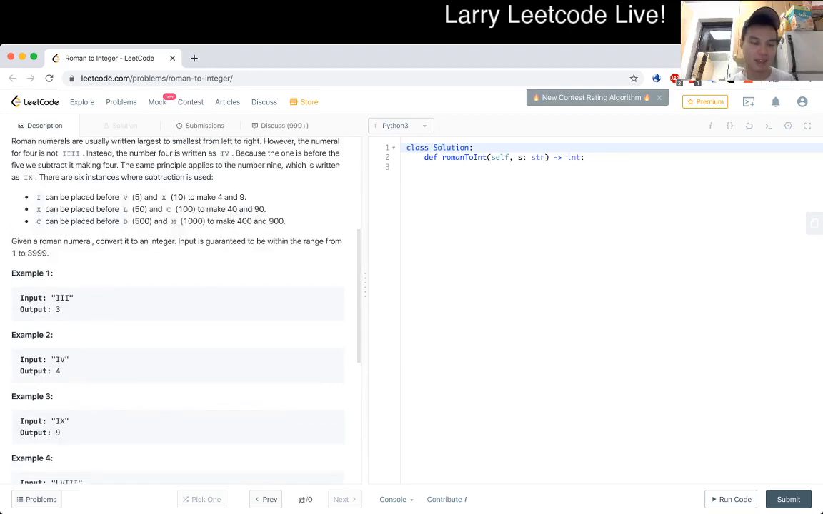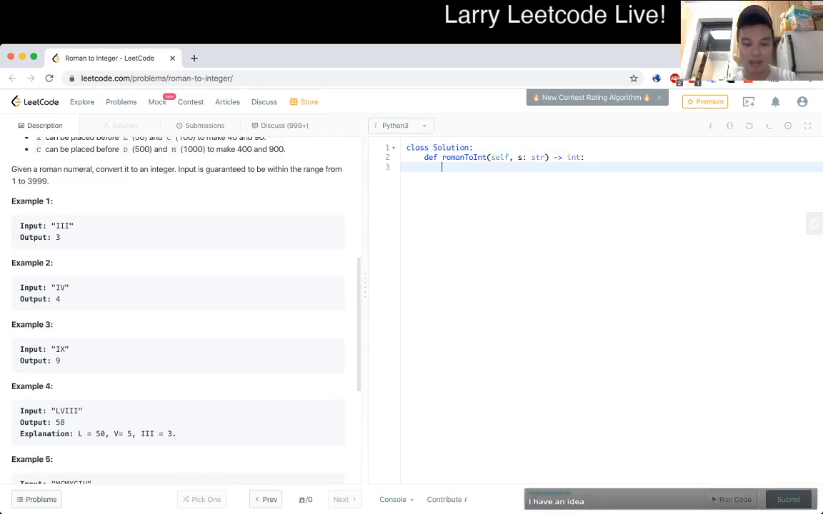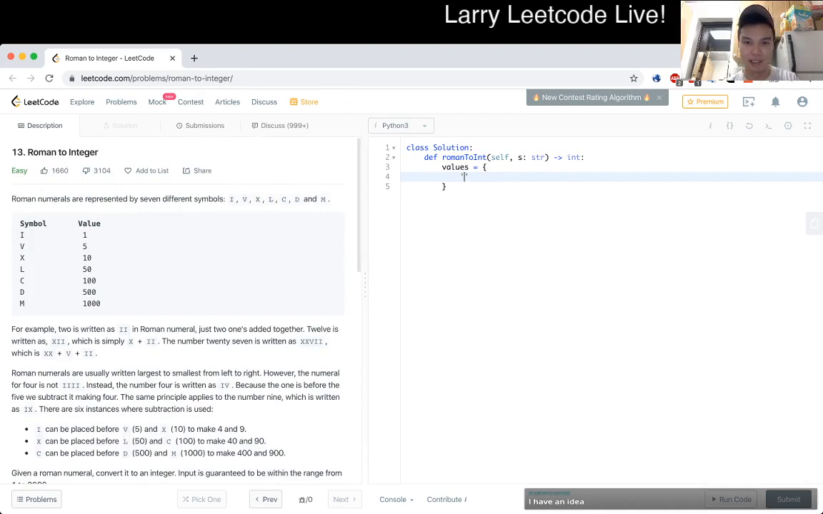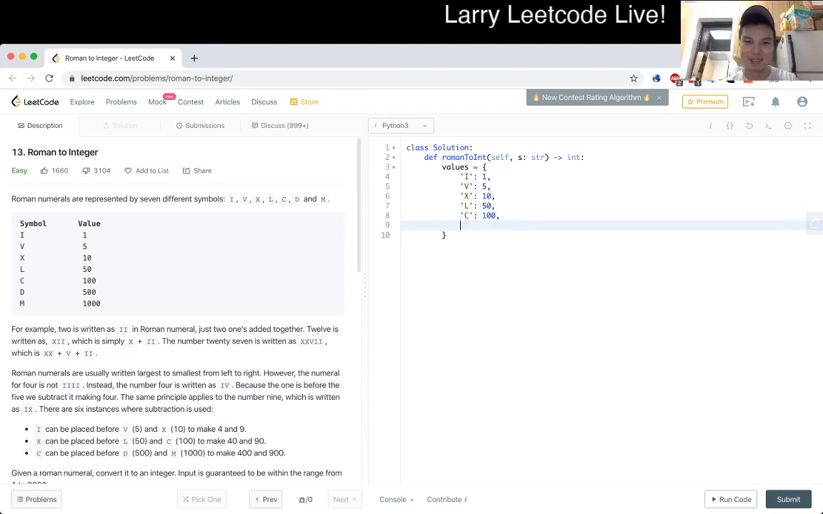I'm also trying to think about how to do this coding in an efficient way. I think what I would do is have a values table, where I create a hash table. I start with the lookup where I is equal to 1, V is equal to 5, X is equal to 10, and so forth. I still have to type it out, but I would just stop talking about it. Okay.